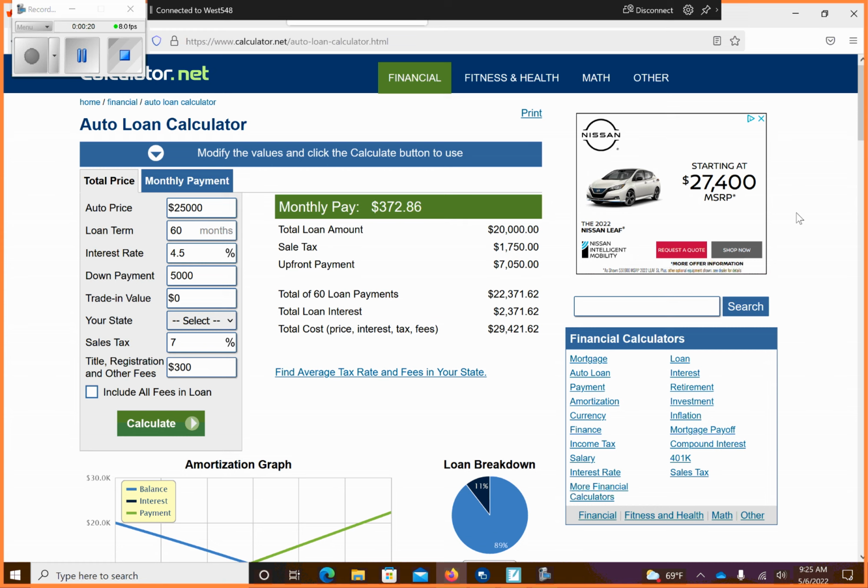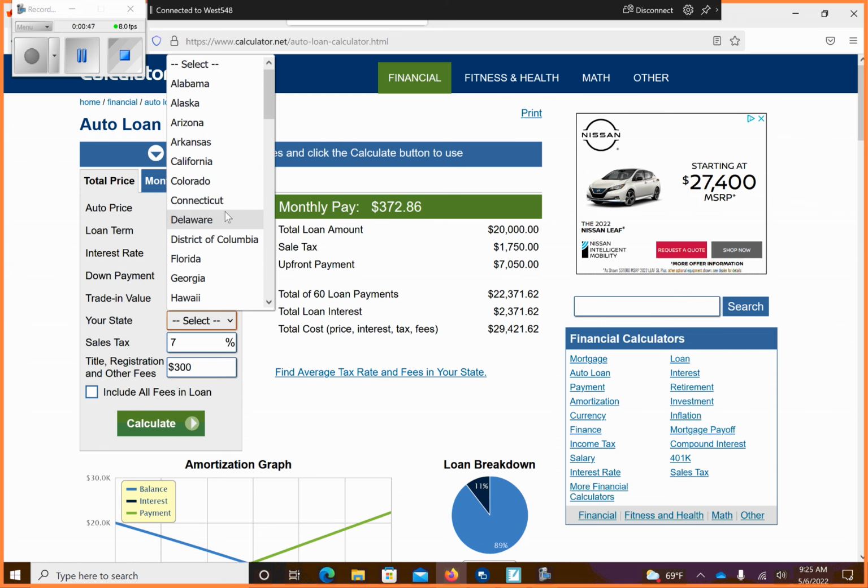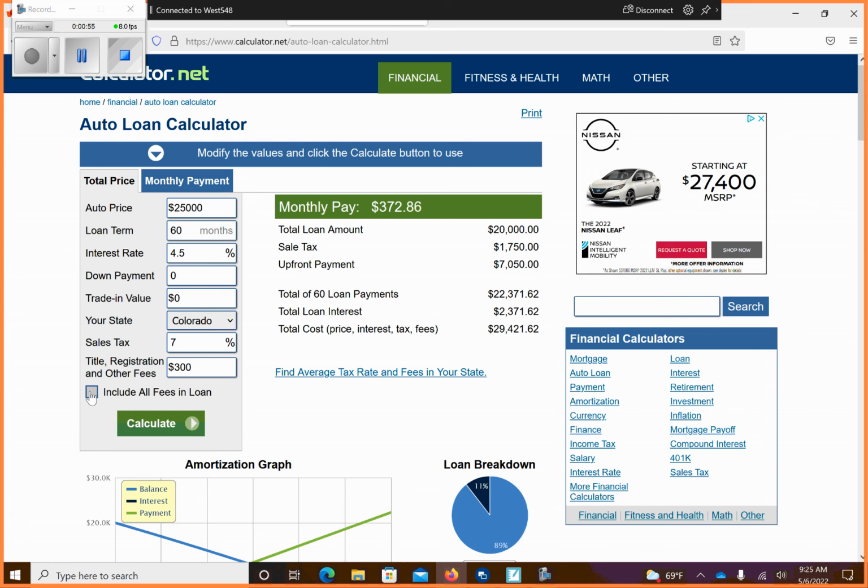So, this is the same thing, but this is a loan calculator for a car. As you go through this, you have an auto price. You have a loan term, which you can change. It's going to be in months. Interest rate. I would say right now, just to have some fun with it, we're not going to do a down payment. We don't trade anything in. We live in whatever state you would like to live in. And then I think that adjusts. Then if you come down here, include all fees in your loan, and hit calculate.